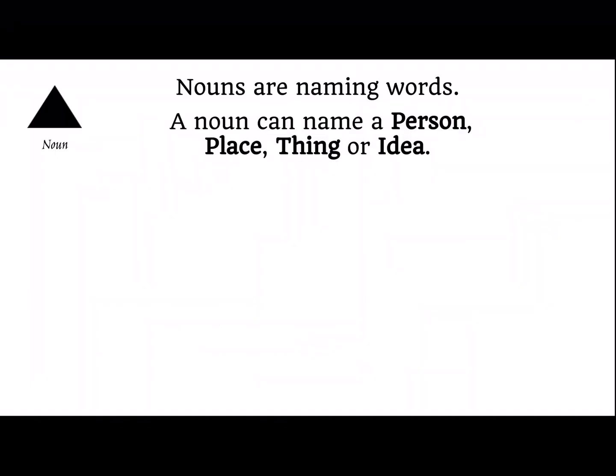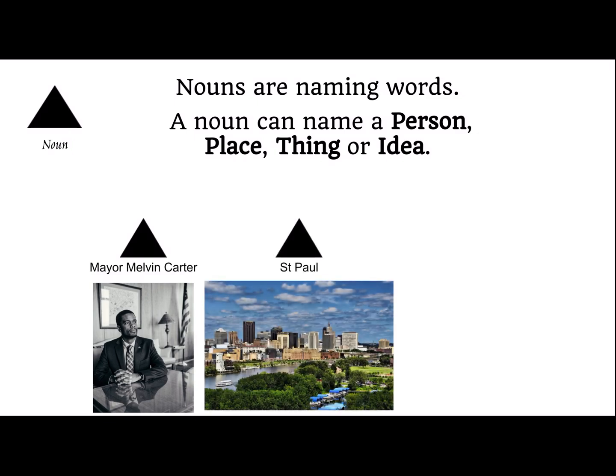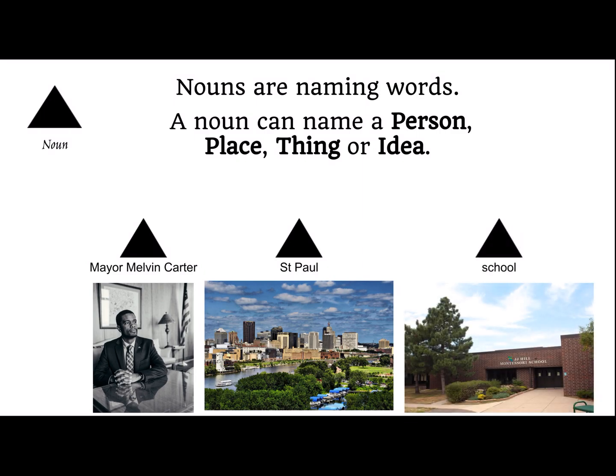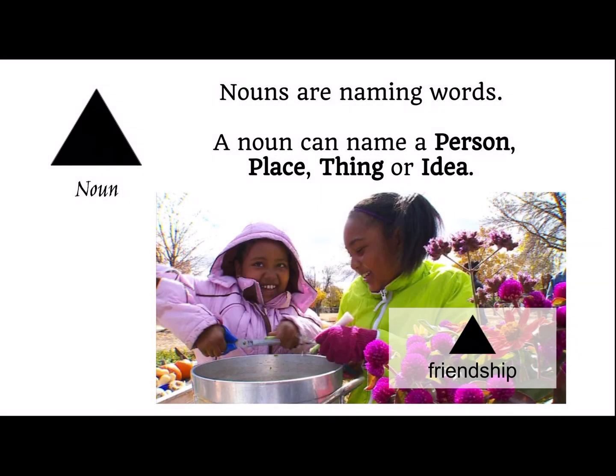A noun is a naming word. A noun can name a person, place, thing, or an idea. It can name a person like Mayor Melvin Carter, the mayor of St. Paul. It can name a place like our city of St. Paul. A noun can name a thing like a school. And a noun can name an idea like friendship.